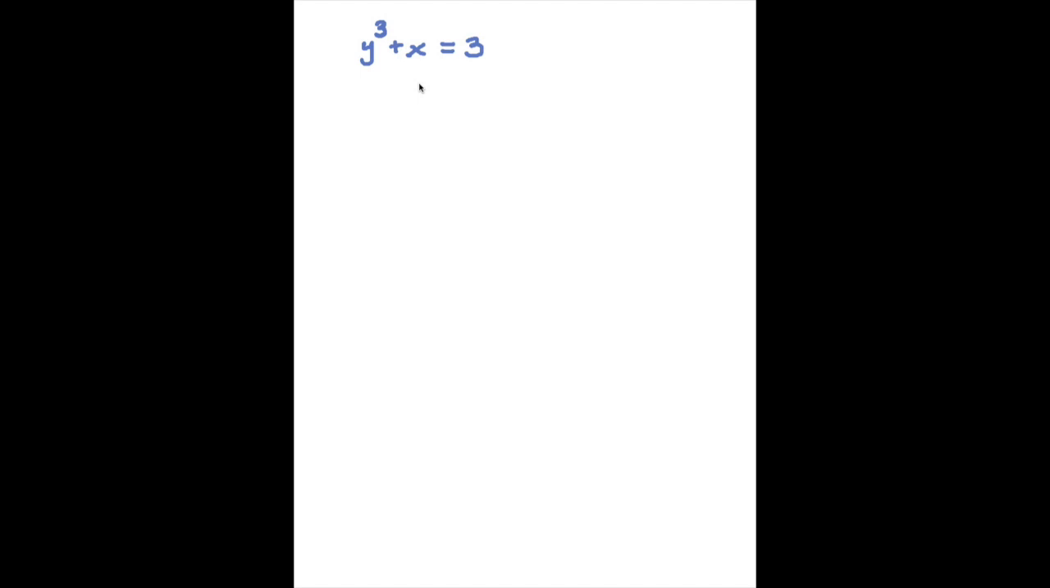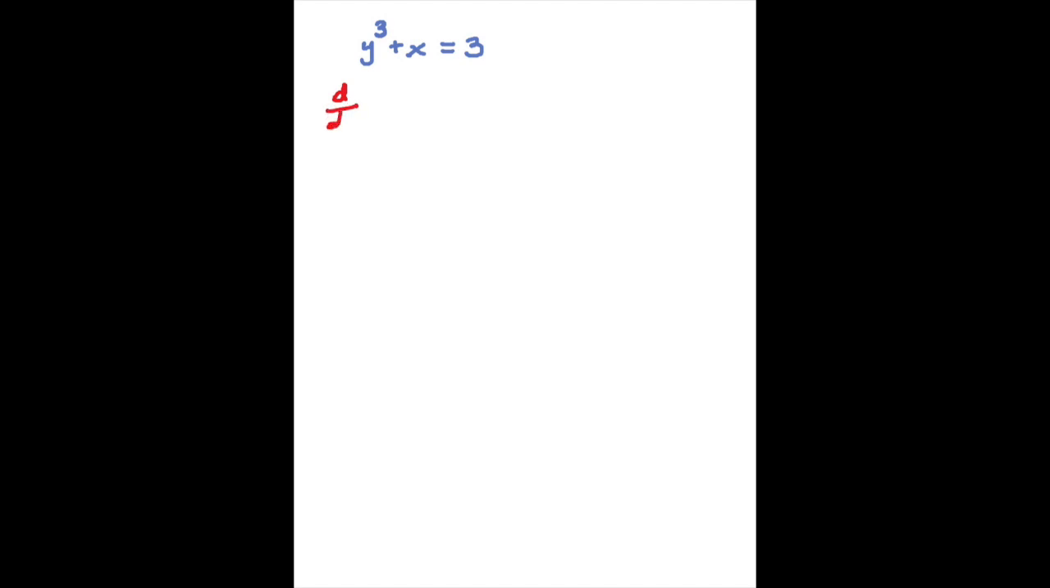First thing that you're going to want to do is differentiate both sides, in this case with respect to x, because you're trying to look for dy over dx. So if it asks for dy over dx, that's kind of the hint that you're going to want to differentiate both sides with respect to x. So that's what I'm going to do here. So I'm going to differentiate this side.